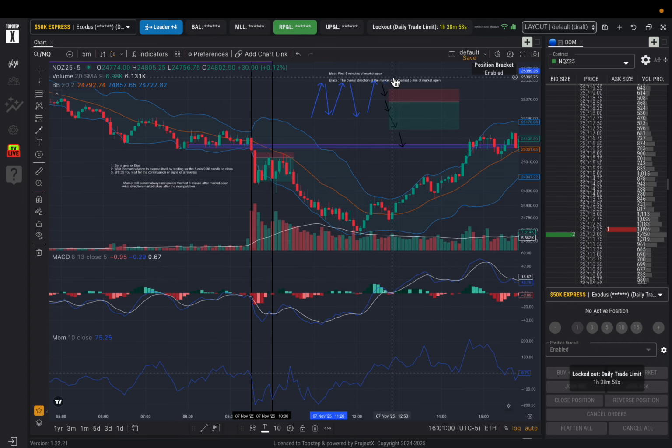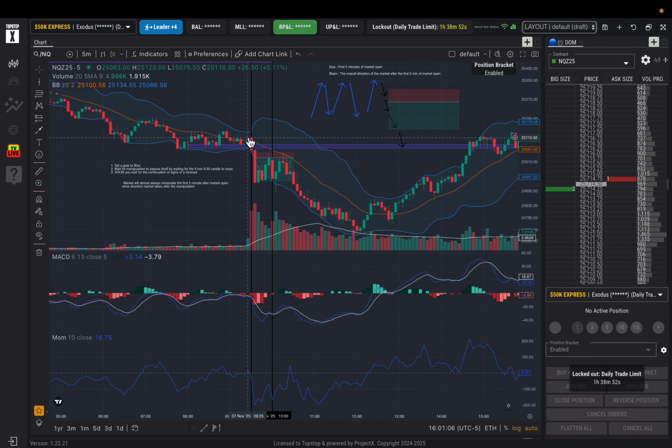So does that make sense? The blue symbolizes the first 5 minutes. Very volatile, right? Fake outs, boom, boom, boom. The market is open, everyone's buying and selling and contributing to the market. And then after the first 5 minutes, that's when the market will expose its overall direction. So the black arrows symbolize the rest of that 30 minutes. It'll move in that direction. Does that make sense?